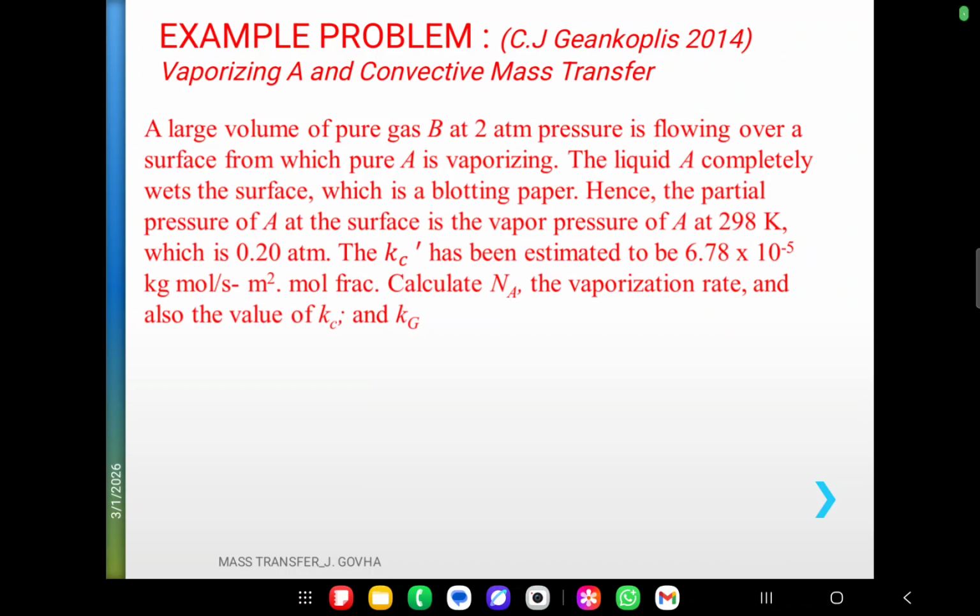So let's look at an example problem for vaporizing A and convective mass transfer. Let's take a few minutes to read that.